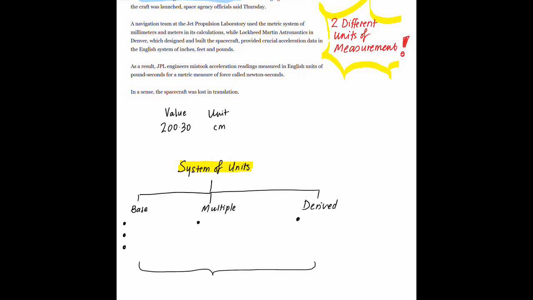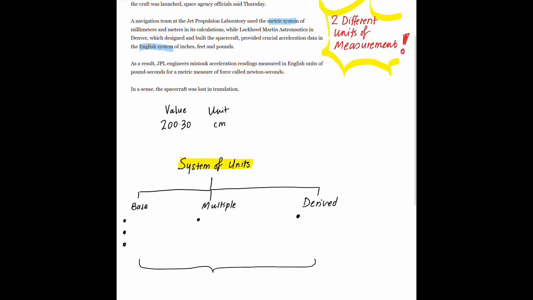One team, the navigation team, had used the metric system, while the designers of the spacecraft had provided their data in the English system. And the JPL engineers had mistaken the acceleration readings in English units, and that had resulted in millions of dollars being lost. Hence, what we can take away from this is that units of measurement are very important.